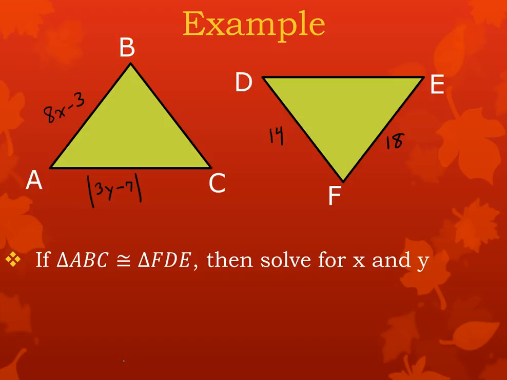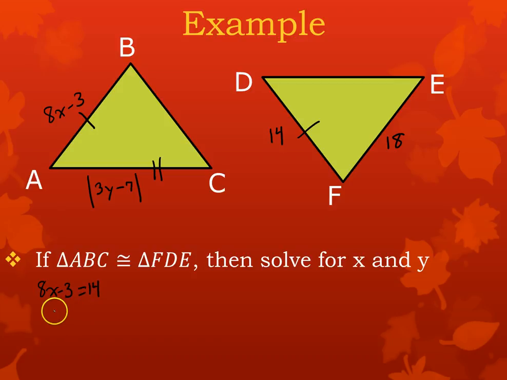So for this one, we're told triangle ABC is congruent to triangle FDE. We want to solve for X and Y. So let's give AB a single tick mark and AC a double tick mark, because those are our 2 sides that we know. We don't care about BC because it's irrelevant. It has no measurements. AB is the first 2 letters, so is FD. So that's how we'll solve for X. 8x minus 3 equals 14.